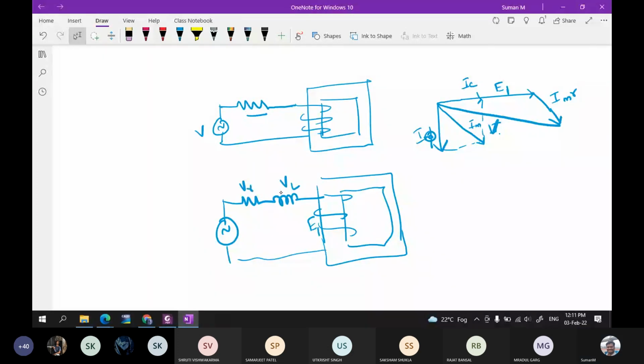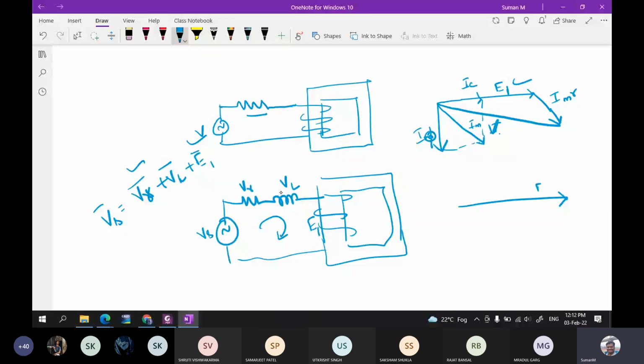Now the source voltage, that is V, is equal to VR plus VL plus E1. If you apply KVL for this particular circuit, you will be getting VR plus VL plus E1. So already we have VR plus E1 here. Now we wanted to rewrite it. So now we are taking E1 like this, and we are having IC here already. Then we are having I5.